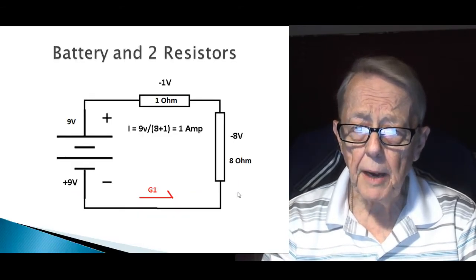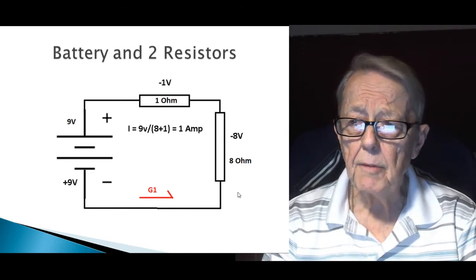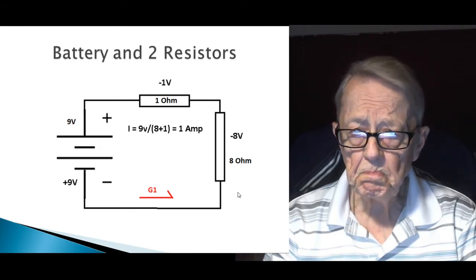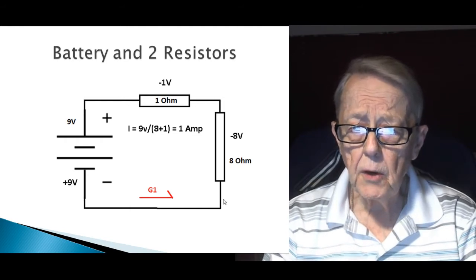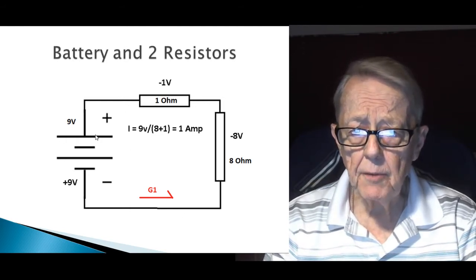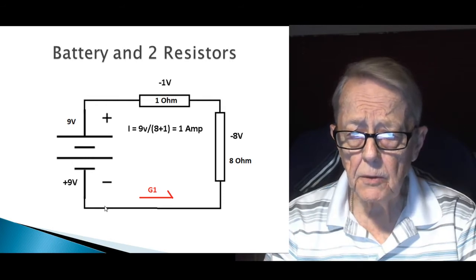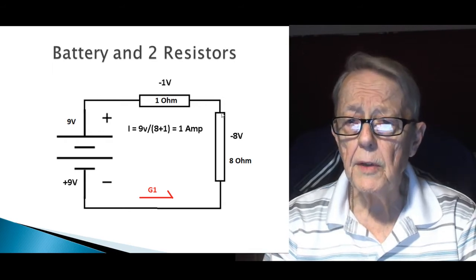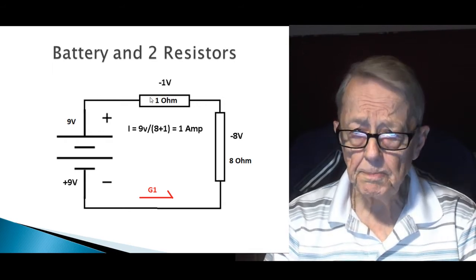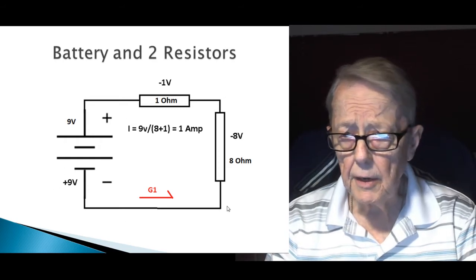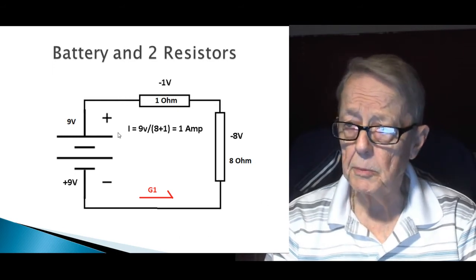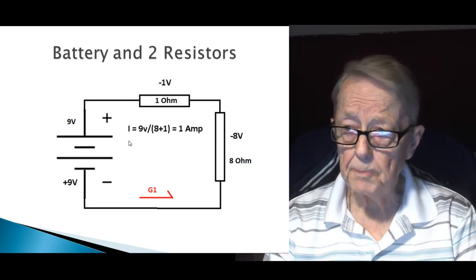So let's look back at a simple circuit again that I started with a while back. We have a battery, a 9-volt battery, an 8-ohm resistor, and a 1-ohm resistor. As you go around the circuit, there's an increase of 9 volts through the battery, then a loss of 8 volts through the 8-ohm resistor, and a loss of 1 volt through the 1-ohm resistor. According to Kirchhoff's laws, the sum of the voltages around the circuit is supposed to be 0, and that's what the numbers show.